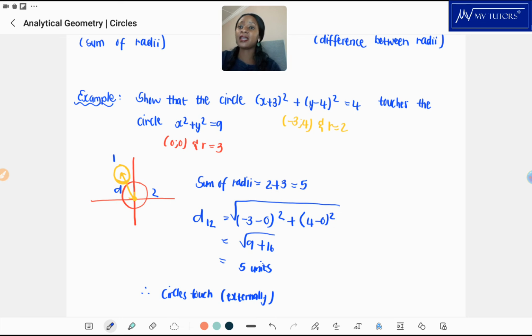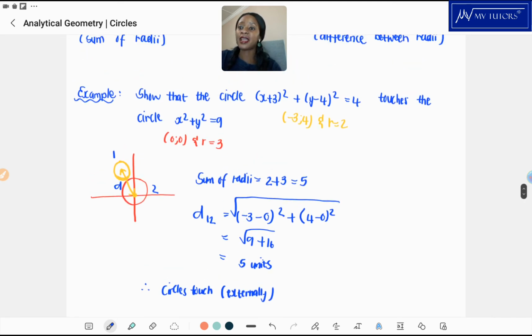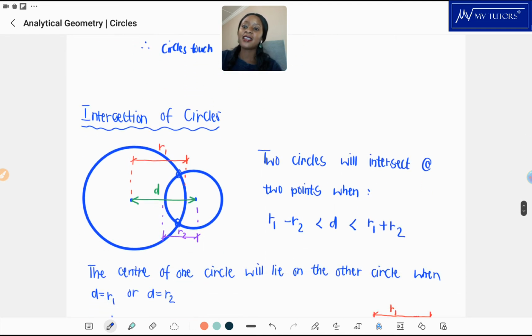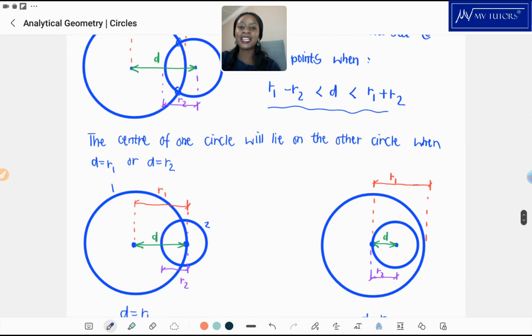And if they're not touching at all, then you would find that the distance between their centers lies between the difference of the radii and the sum of the radii, as we have it here. But this other information really is exactly that: extra information, just in case they ask you.